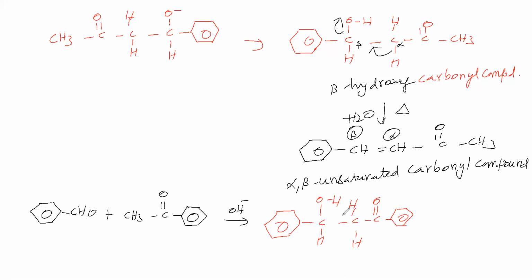This is called a beta hydroxy carbonyl compound. From this, water is leaving on warming. Here a pi bond is created. Therefore we get phenyl ring, CH double bond CH, CO, phenyl ring. So we get an alpha beta unsaturated carbonyl compound. Next compound we will take.